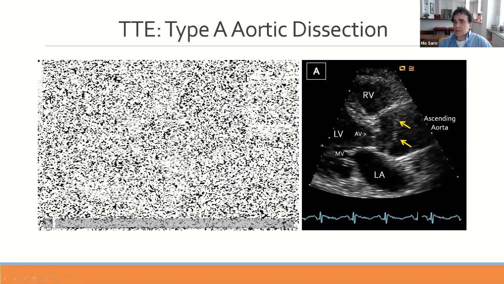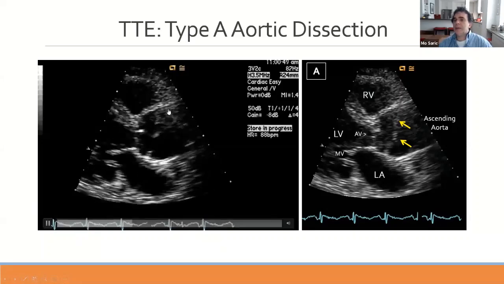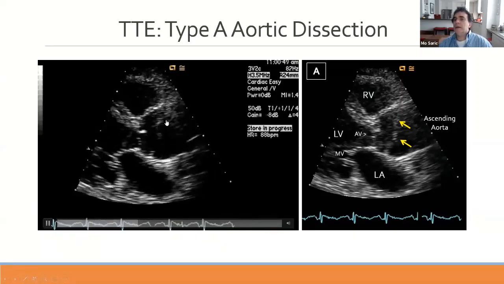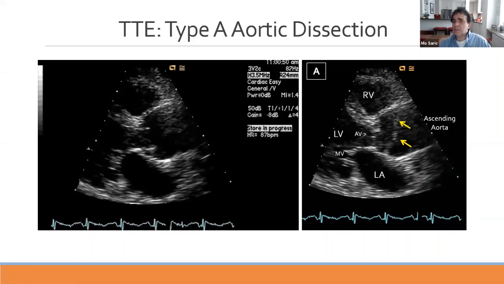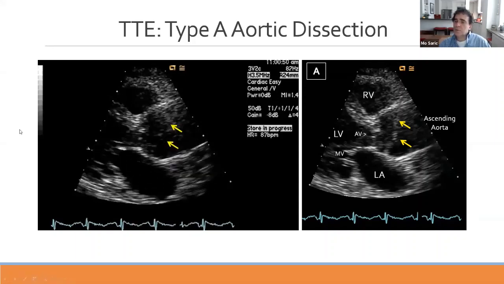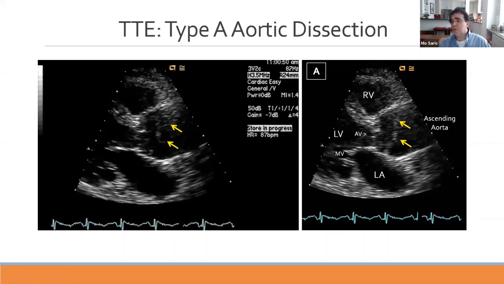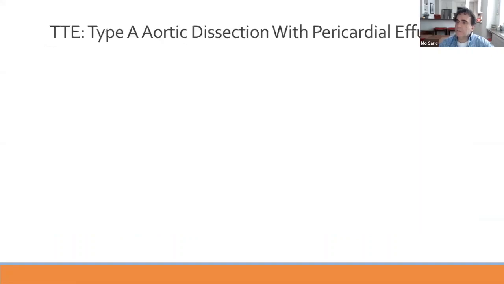type A dissection. And again, here in the moving image, you can see independently mobile linear echo density undulating in the aortic root consistent with the dissection flap of a type A aortic dissection. Again, arrows point to the dissection flap of a type A aortic dissection on transthoracic echocardiography.